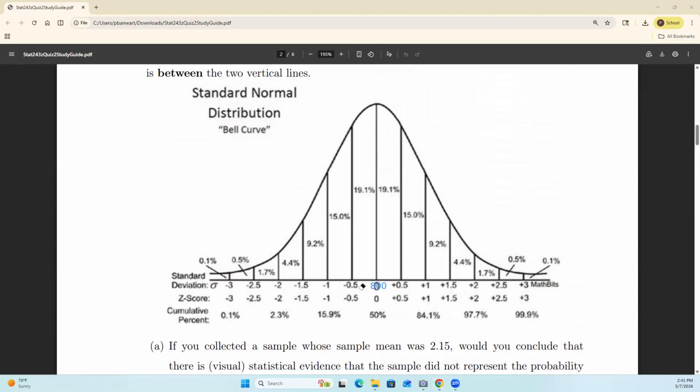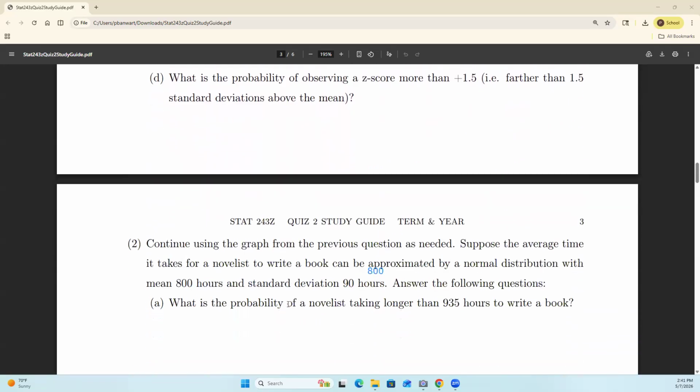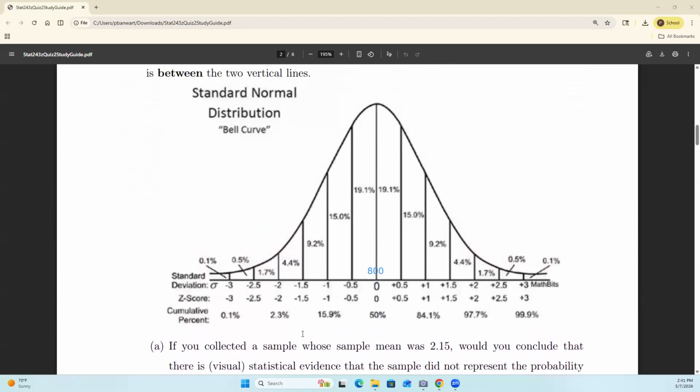I don't know if I can make it. I'm going to put it up here so it's a little easier to see. There we go. All right, and the standard deviation, oh, it's going to float with us. Fun. The standard deviation is 90 hours. So if I know the standard deviation is 90 hours, what should I change on here?